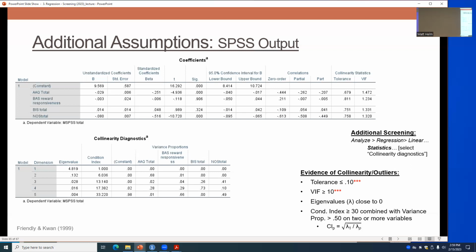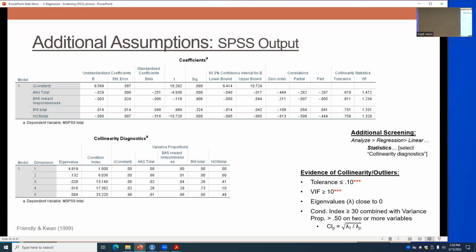Your last eigenvalue is probably always going to be pretty close to zero, right? But in combination with that, when you look at your condition index, you want a condition index that's greater than 30, combined with variance proportions greater than 0.5 on two or more variables, right? So what I'm looking for is a combination of eigenvalue close to zero, condition index greater than 30, plus variance proportions greater than 0.5 on two variables.